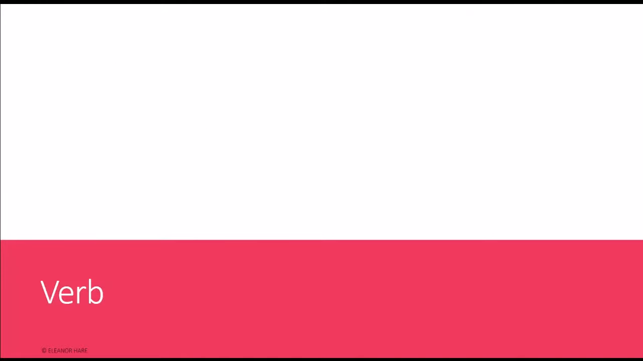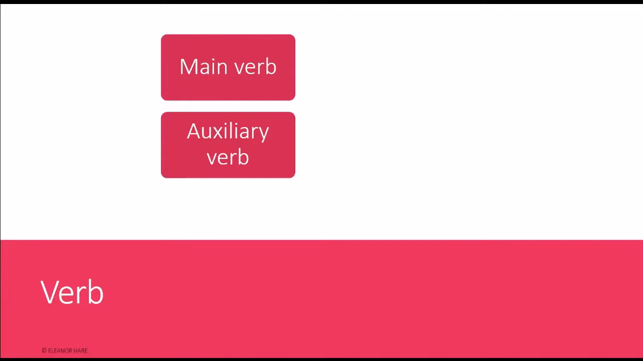For verbs then, verbs are doing or action words. We have main verbs, which describe the main action, so for example play, sing and kick, and auxiliary verbs, which are inflecting the main verb, so they set the tense, mood, aspect and voice.